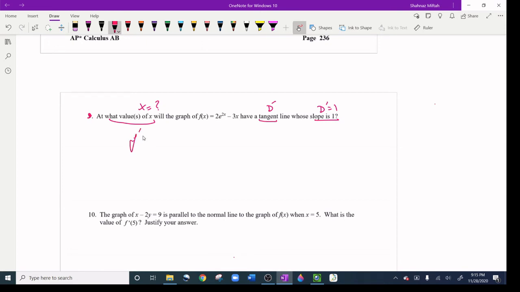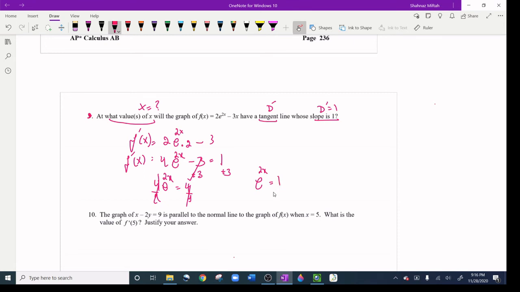So take a derivative of that, f prime x. 2 is a coefficient, it stays, e to the 2x, derivative is e to the 2x times the derivative of the top, which is 2. Derivative of 3x is 3. So 2 times 2 is 4, e to the power 2x minus 3, and then make this equal 1. So add 3 both sides, and I got 4 e to the power 2x equal 4. Divide by 4 both sides, and I got e to the power 2x equal 1.